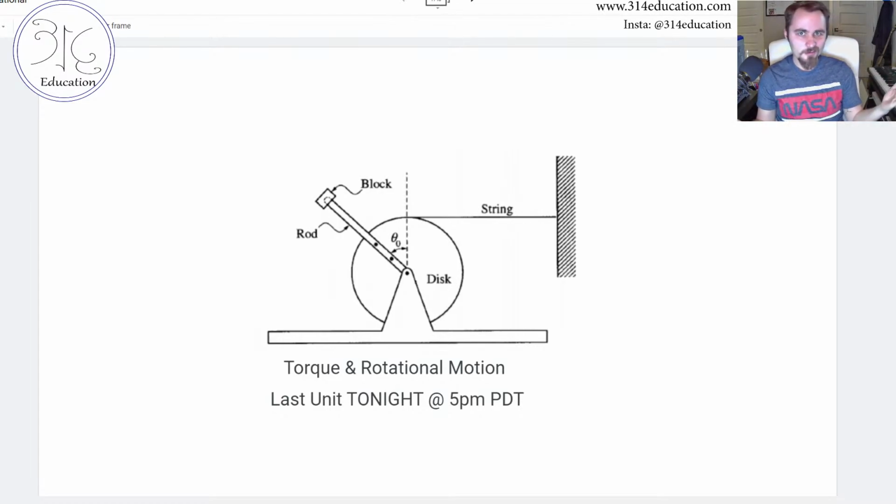Good evening, everyone. Welcome to our last unit, not our last video, but our last new unit of AP Physics 1 review. We're going to be taking a look at torque and rotational motion.